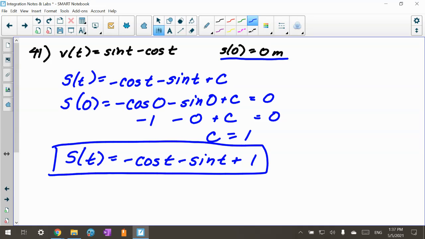So that's how you would do that one. You just got to know that your velocity function is going to be your second derivative. So you're going to do antiderivatives to go back to the position function. And the very last one on this homework is 47. So I'm looking for 47 in my book here.